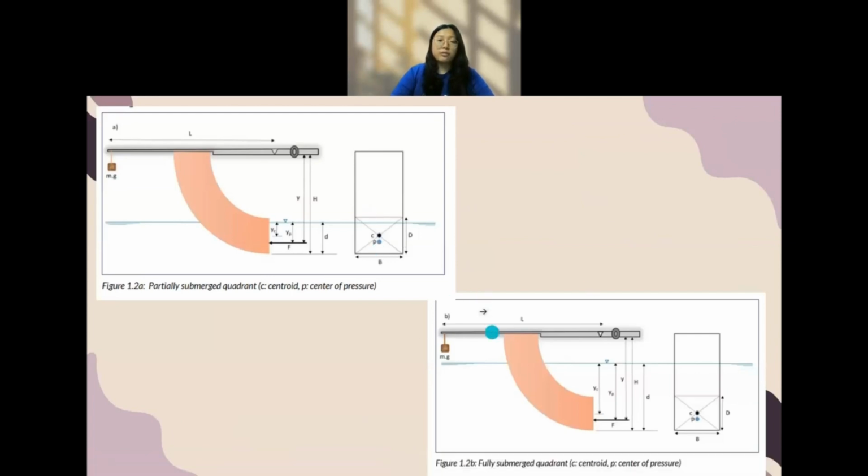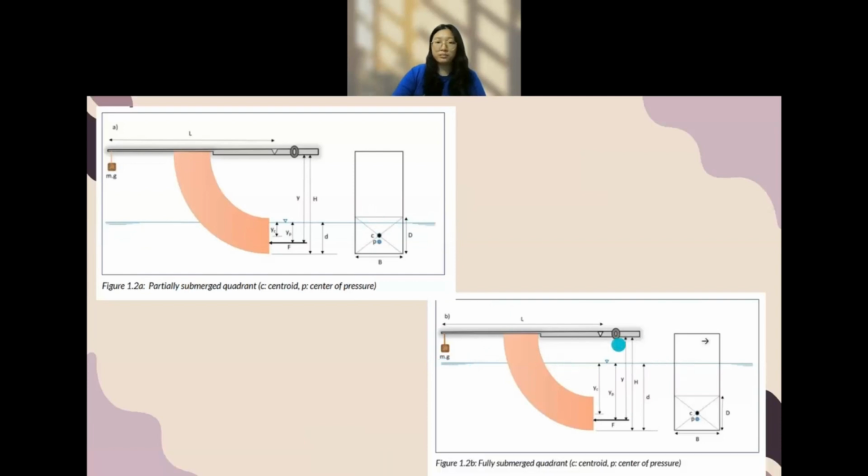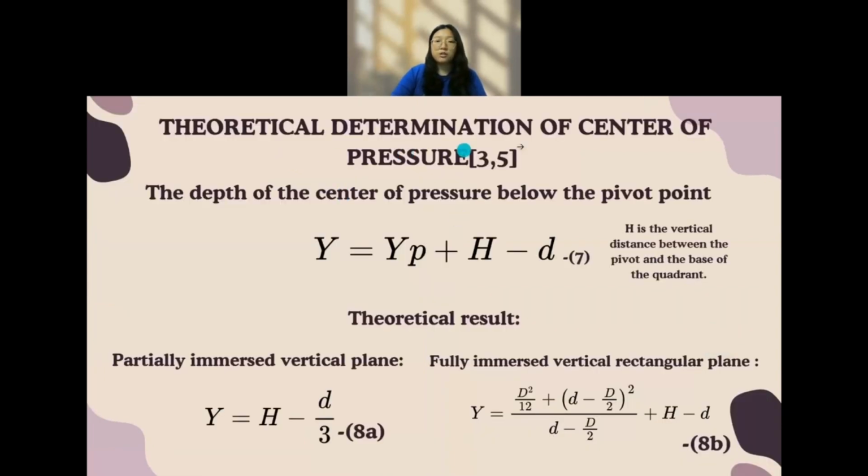So these are two diagrams. The first diagram is the partially submerged quadrant, so the water level is below the top of the quadrant, and the second one is the fully submerged quadrant, so the water level is above the quadrant. Next is the theoretical determination of center of pressure. So the depth of the center of pressure below the pivot point can use this formula.